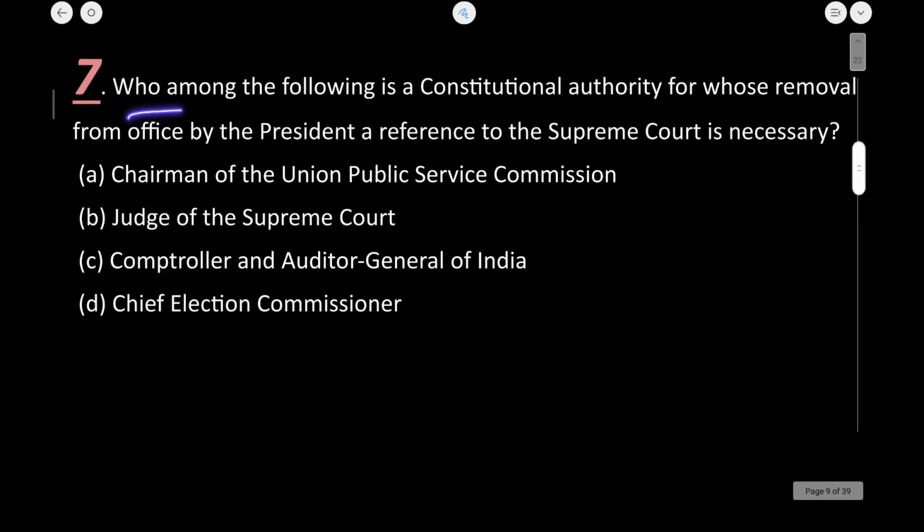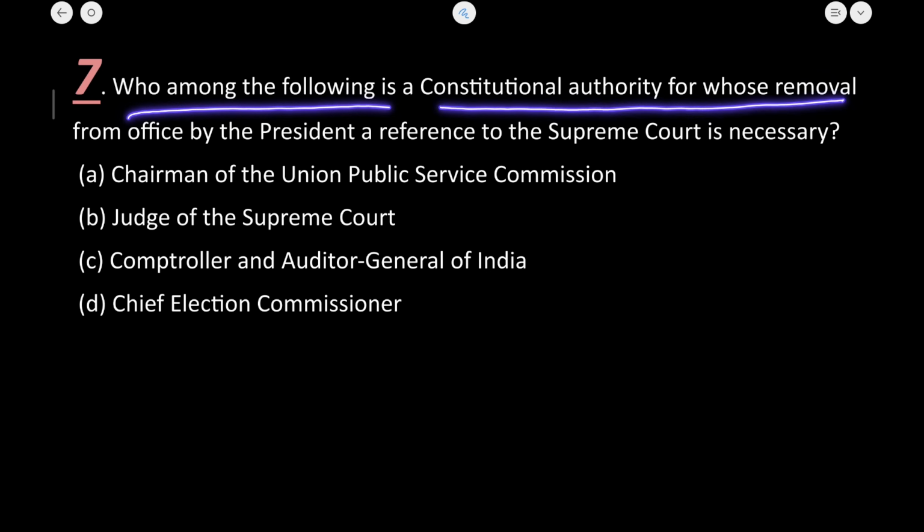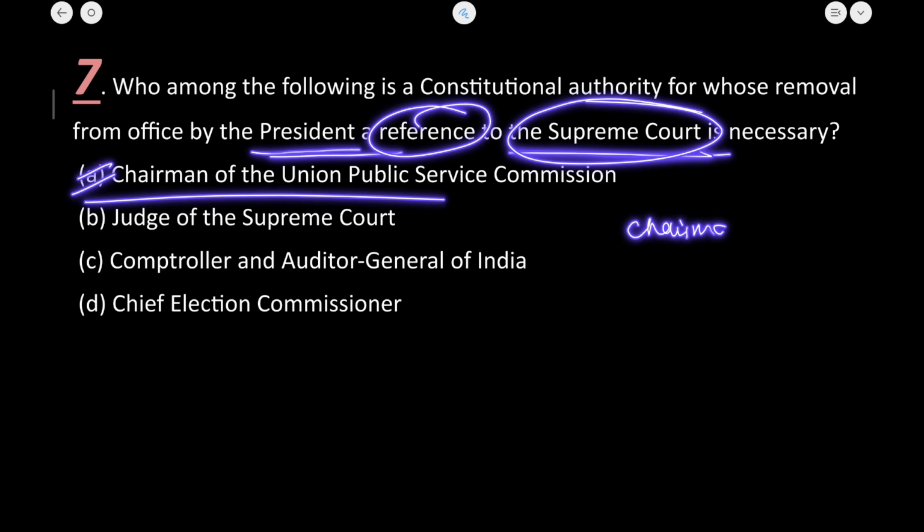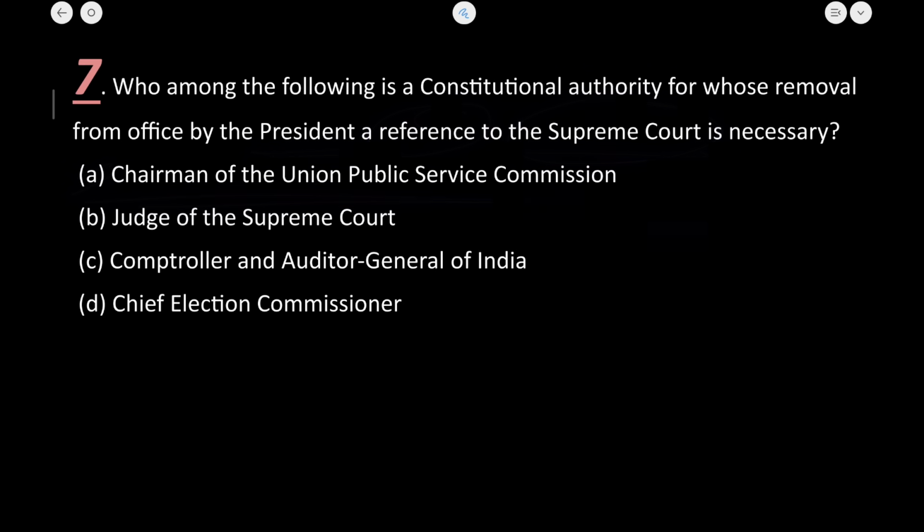Next is, who among the following is a constitutional authority for whose removal from office by the President a reference to the Supreme Court is necessary? Now just right now I already told you that if a chairman is to be removed by the President, the President needs a reference by the Supreme Court. So A is the correct option here.